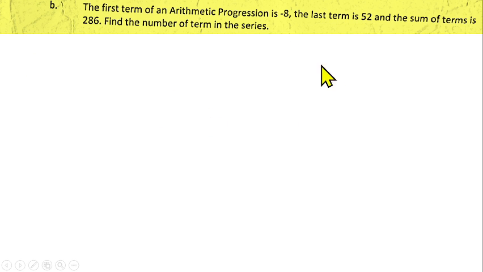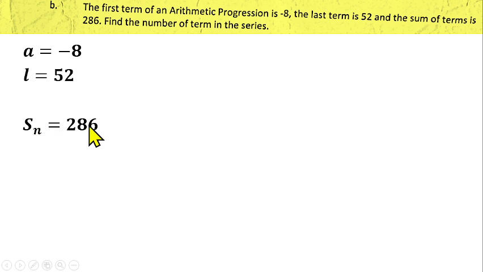So you are given the first term of the AP. What is the first term of an AP? That should be a. So that means you'll be having a is equal to minus 8, and the last term is 52. So l will be the last term, that will be 52, and the sum of terms is 286. So sum of the terms in that sequence is 286. So you have to find the number of terms, so we are looking for the value of our n in this case.